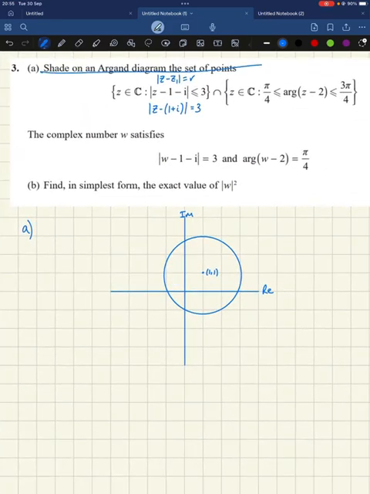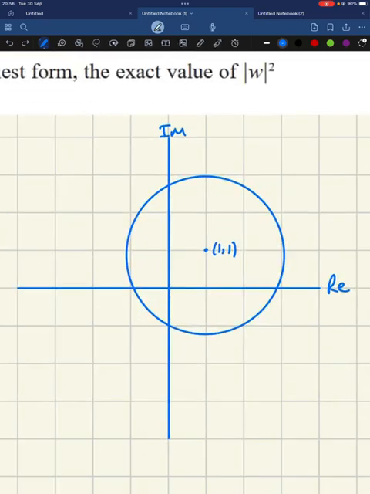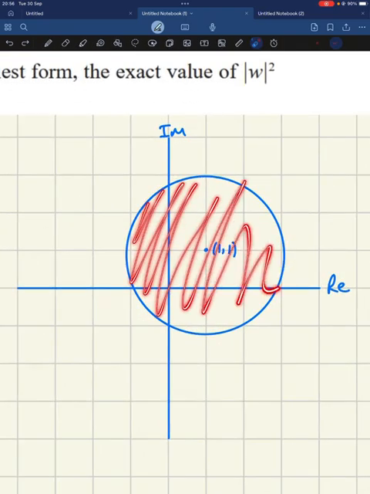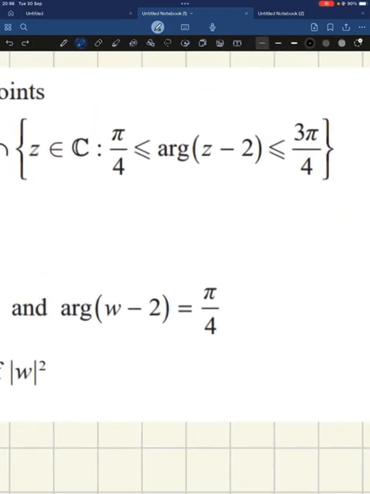And again, shading the set of points that satisfy this. Well, we want the points to be less than or equal to 3. So if the radius is 3, the points less than or equal to 3 are going to be everything inside the circle. Okay, now let's look at this one.